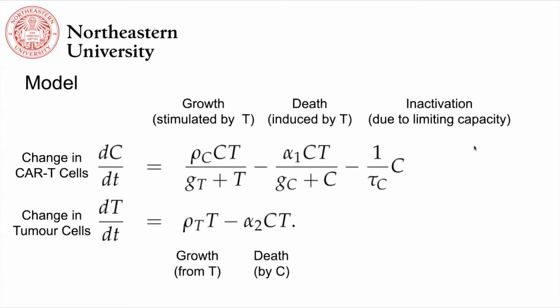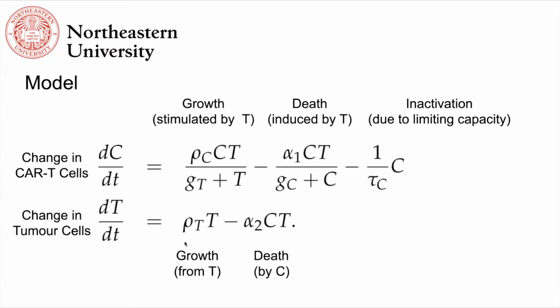In the first equation, the first term represents the growth of CAR T cells, which is stimulated by the presence of tumor cells. The second term represents the death of CAR T cells induced by the tumor microenvironment generated by the tumor cells. And the third term represents the inactivation of CAR T cells due to the limiting capacity of the CAR T cell population.